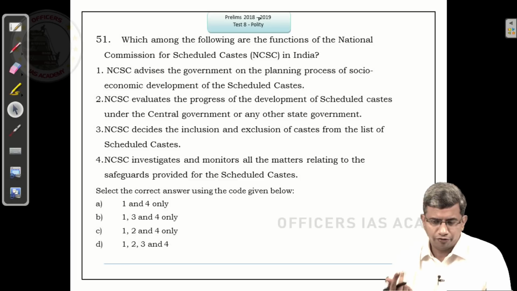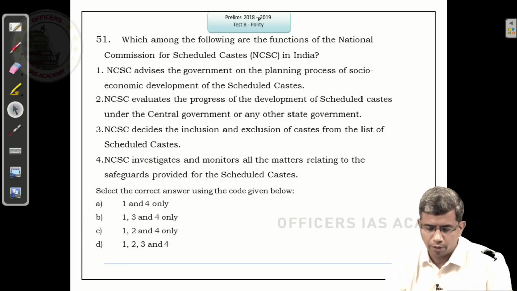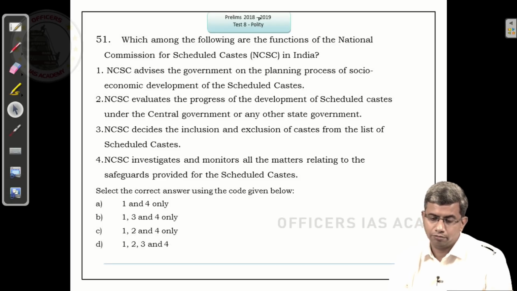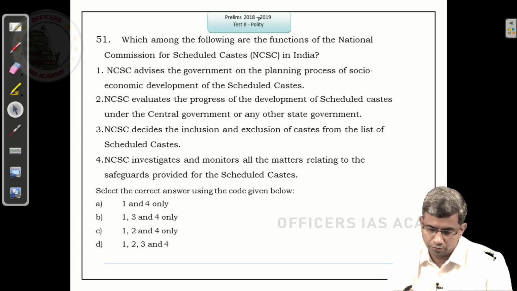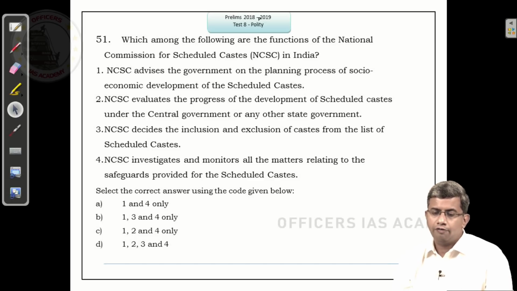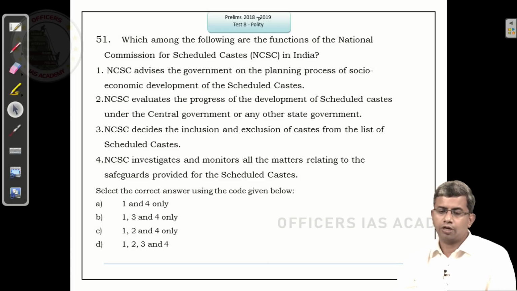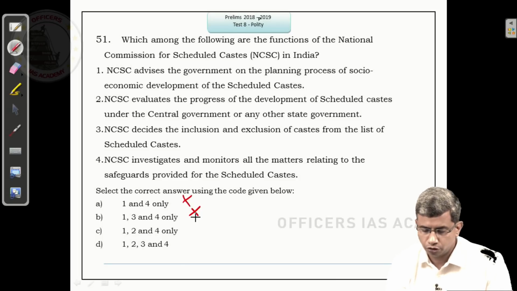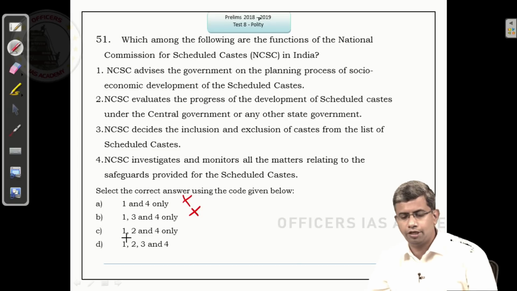You know the first statement is definitely right, so you cannot eliminate anything based on that. The fourth statement is also definitely right, you cannot eliminate anything based on that. You know that the second statement is also right. The NCSC evaluates the progress of development of scheduled castes under the central government or any other state government. So, based on the second statement, you have eliminated two options. So, you have to choose between C and D.